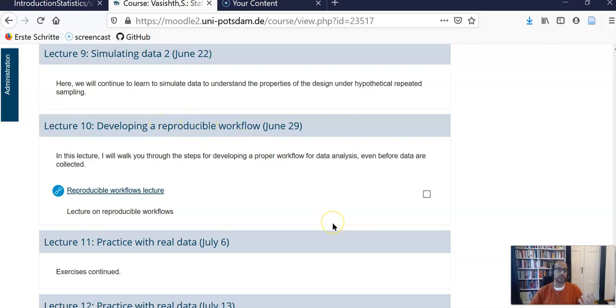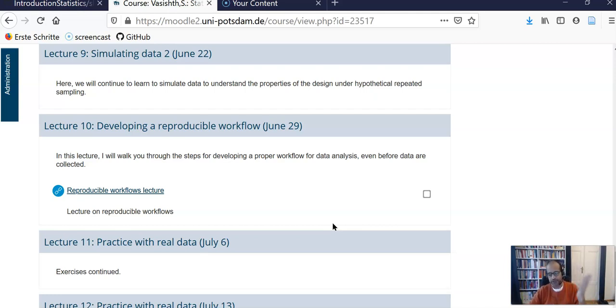Once I've taught you how to simulate data, I will teach you how to develop a reproducible research workflow. So when you design your experiment, you already plan ahead and design the analysis that you will do before you get any data. So what you have is simulated data that you created, you analyze that simulated data, you're completely ready with your hypothesis tests and everything, and then the data come in and you just plug in the real data and complete your analysis, right? You don't have to actually do any thinking at the after the data collection stage.